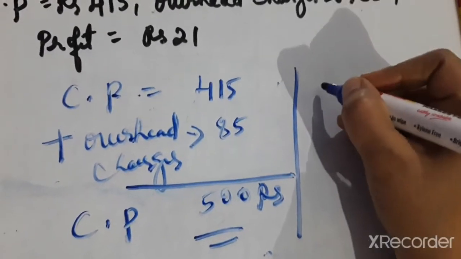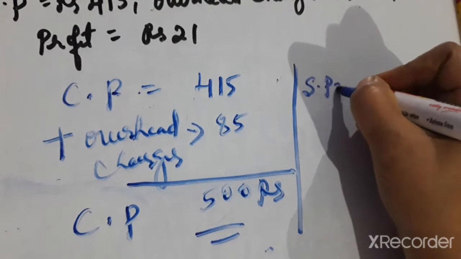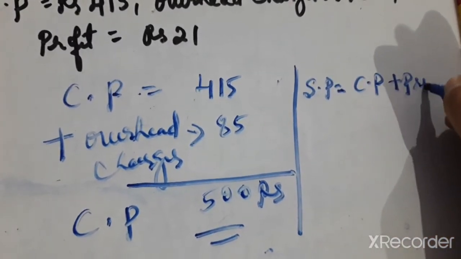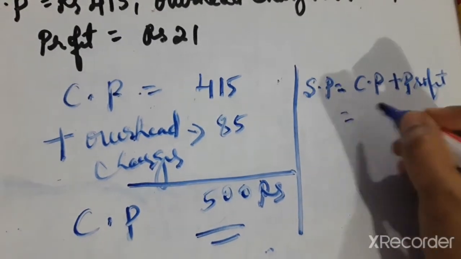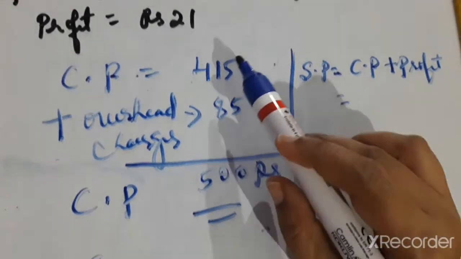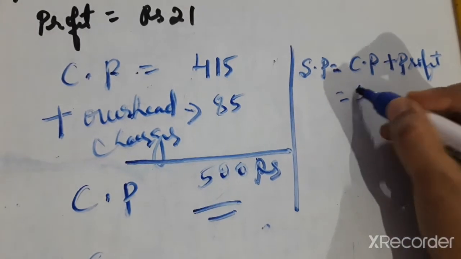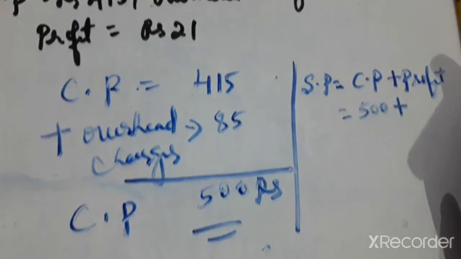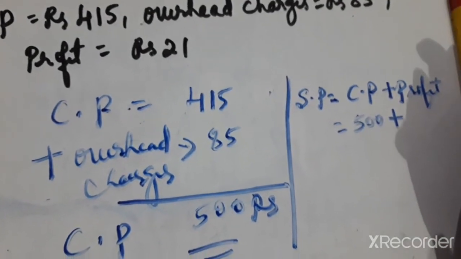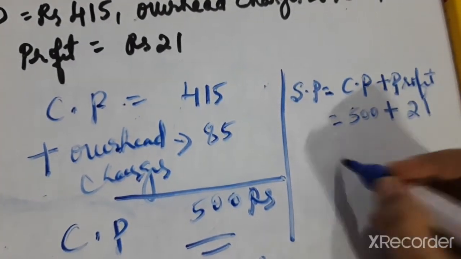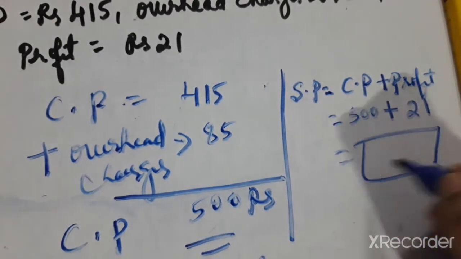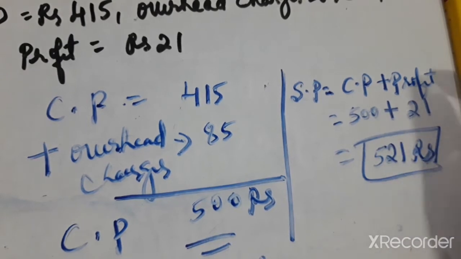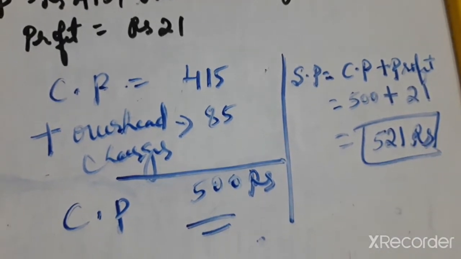So to find the selling price, the formula is selling price is equal to cost price plus profit. This is the formula. Now cost price is not 415. Now we have to write cost price as 500 plus profit is 21. It is given in the question, profit is 21. Now total selling price is rupees 521.